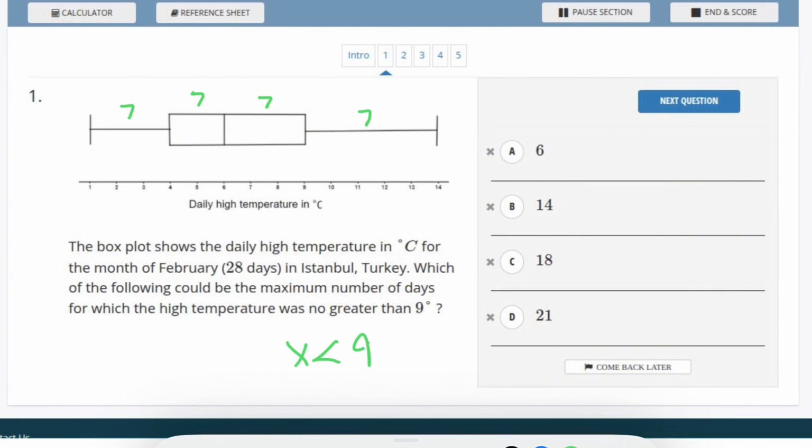So x is less than 9. So you would just have to add 1, 2, and 3. So 7 times 3. 7 times 3 is 21. So our answer is D.